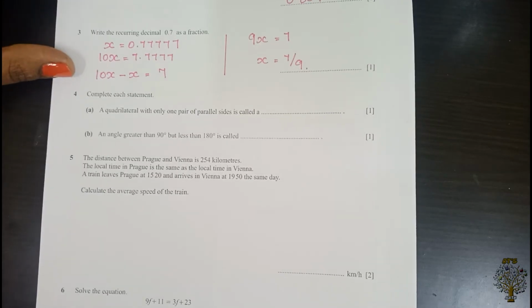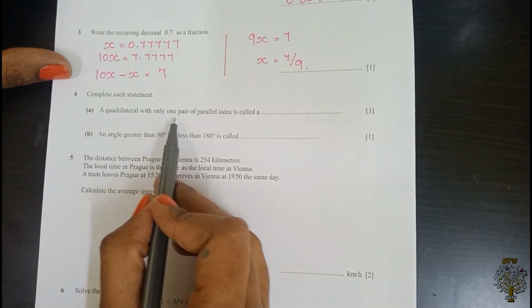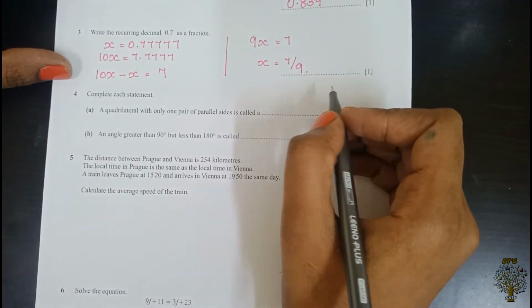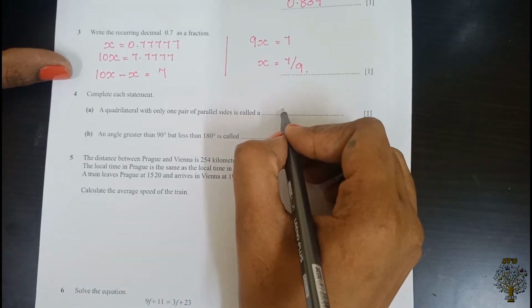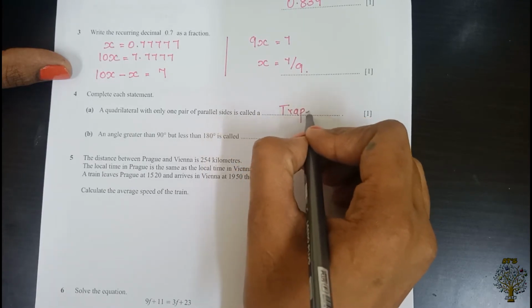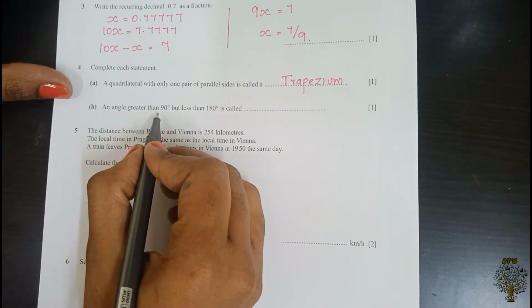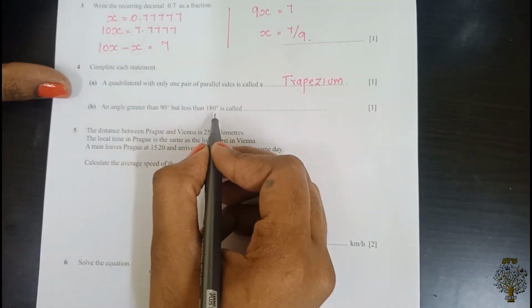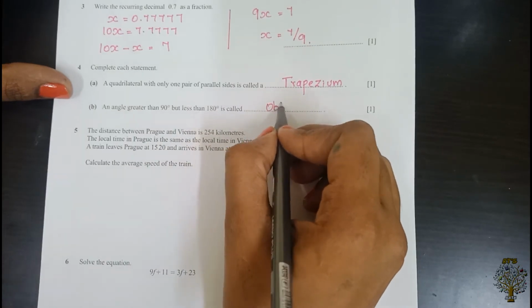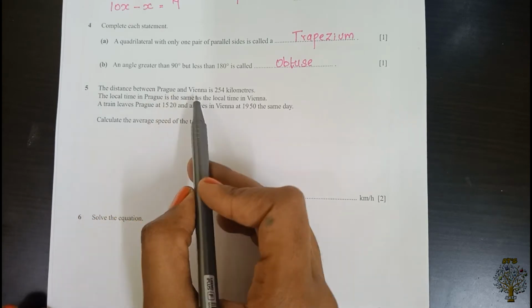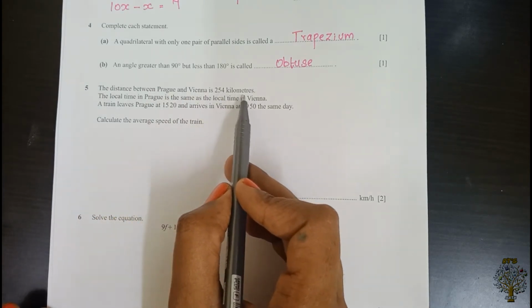Next, complete each statement. This question deals with geometry. A quadrilateral with only one pair of parallel sides is called a trapezium. The other pair will not be parallel. An angle greater than 90 degrees but less than 180 degrees is an obtuse angle.